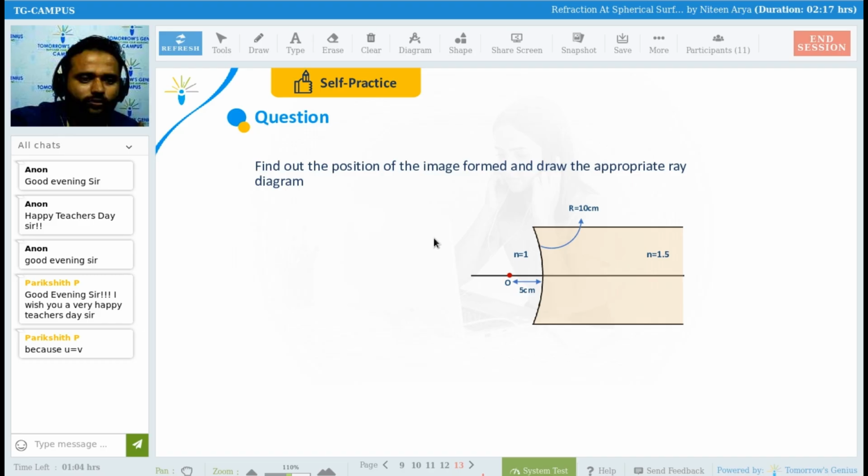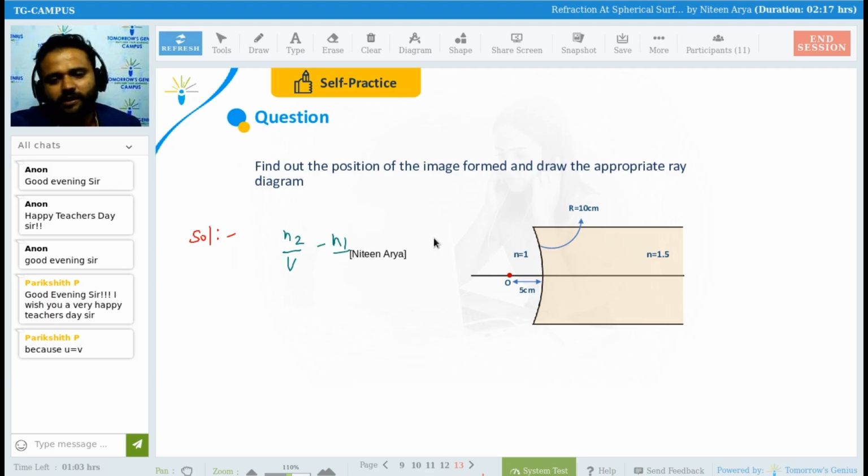Still, the last one is minus 6 centimeter. Exactly. So with the help of this minus 6 centimeter, using the same formula, nothing needs to be changed. Solution. This one: mu2, or I am going to write n2. n2 by v minus n1 by u equals n2 minus n1 divided by r. Okay. So as you can see, negative.